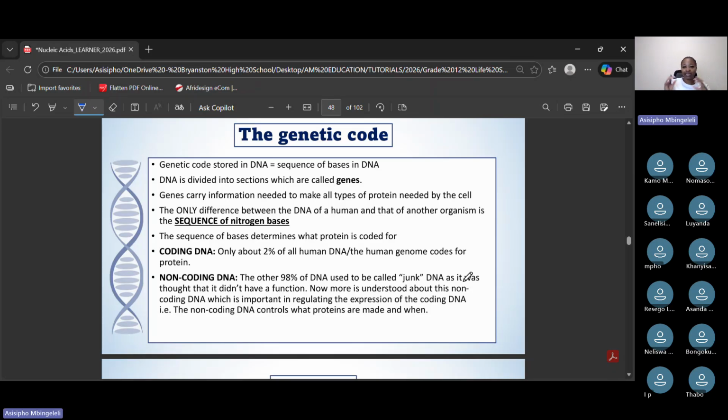Okay, just to explain the genetic code, this is the sequence of bases. I've spoken about it. What is that sequence? T, C, A, G, G, the order of the bases. Now, DNA is divided into sections, which are called genes. This word is important. As much as it's mentioned in this topic, it's not really explained in detail. Once we look at meiosis and genetics, we are going to look at it in detail, and it is a very important terminology.